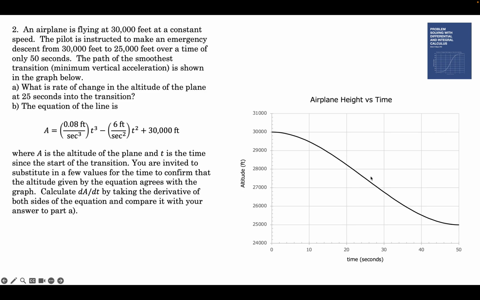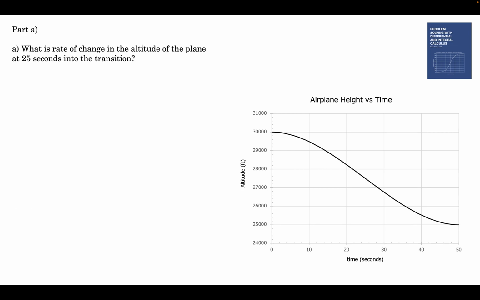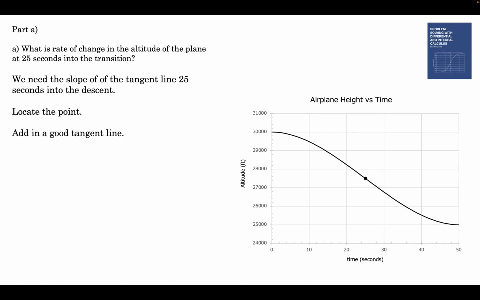So part A asks for the rate of change of the altitude with time, dA/dt at 25 seconds, and part B asks us to take the derivative to get the slope and compare it with our answer in part A. So part A, we need the slope. So we're going to locate the point. There it is. We're going to add in a good tangent line.